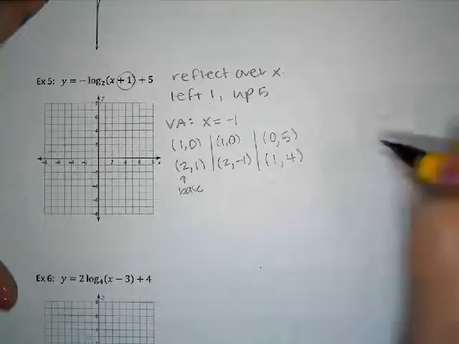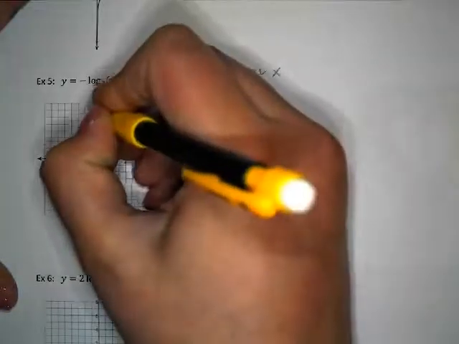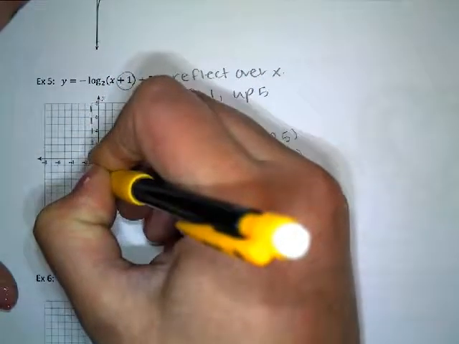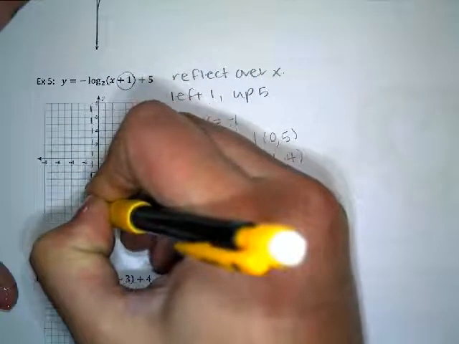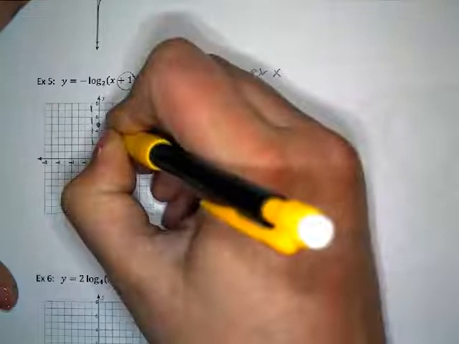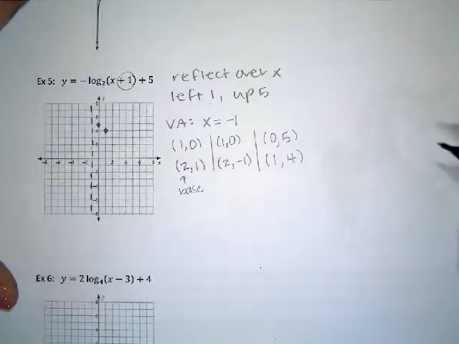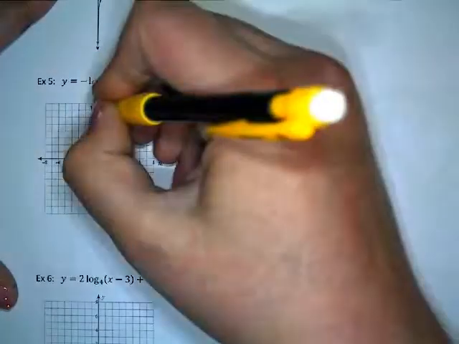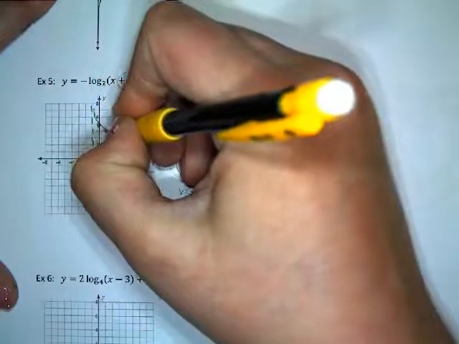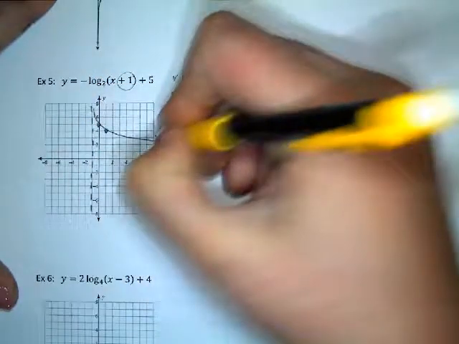So put my dotted line. And we got (0, 5) and (1, 4). There's the graph.